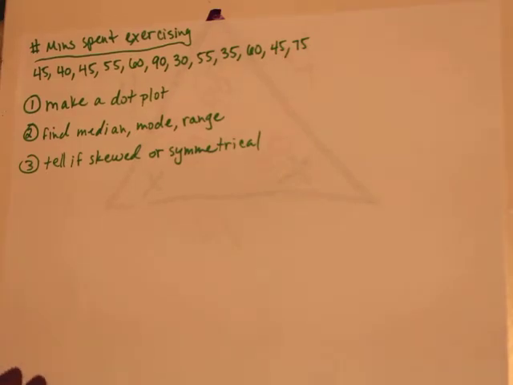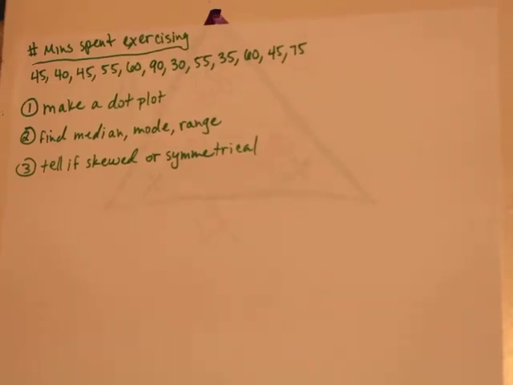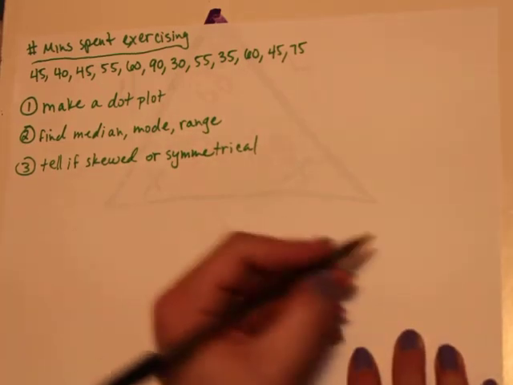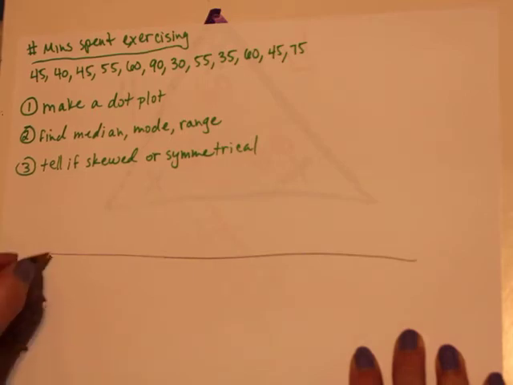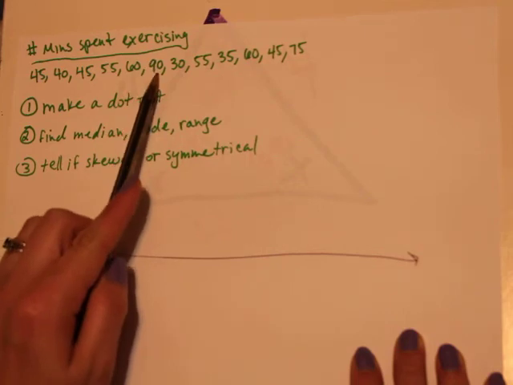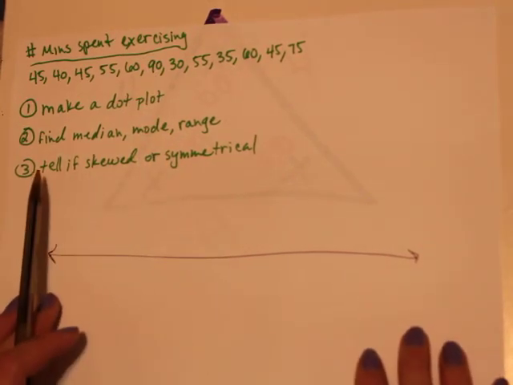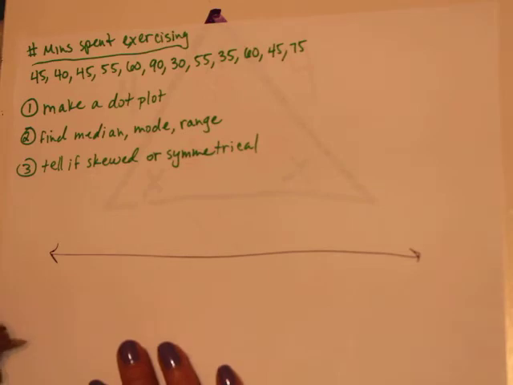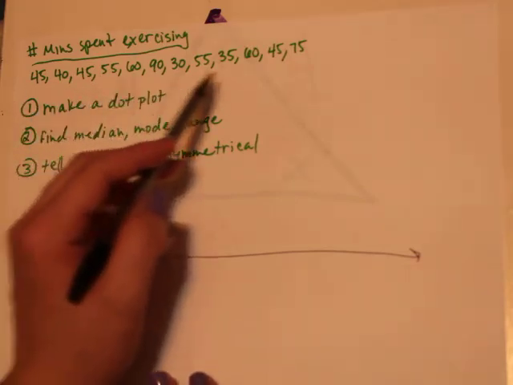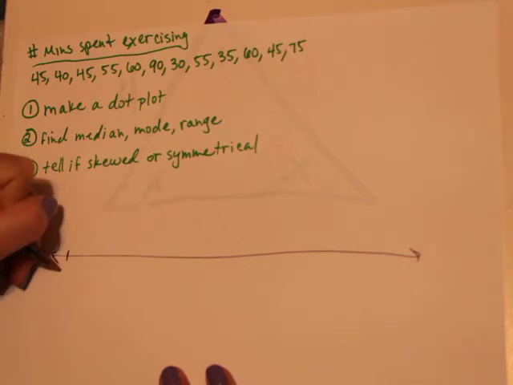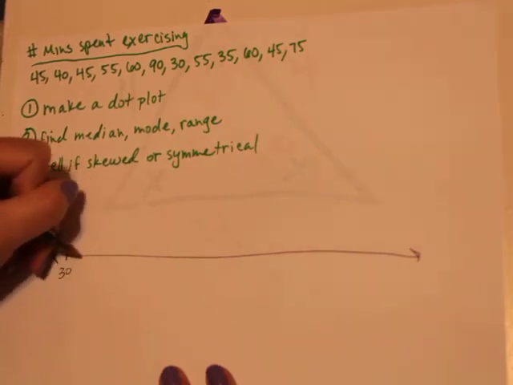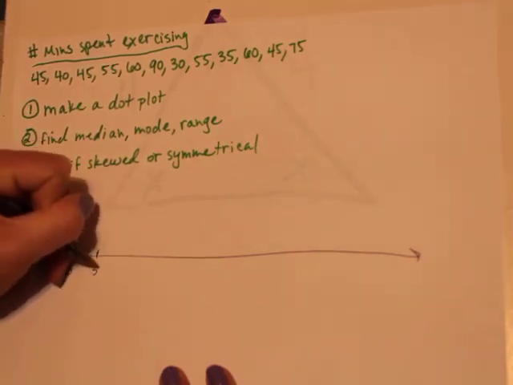Okay, now we're going to actually practice making a dot plot. And it says the number of minutes spent exercising. So this is the same data we had from our histogram video. So we're going to put it into a dot plot now. So what you need to do is draw your number line. And again, our data ranges from 30 all the way up to 90. And so you're going to have to kind of count and see what numbers you really need here. So we need 30. And I would probably count by 5s there.